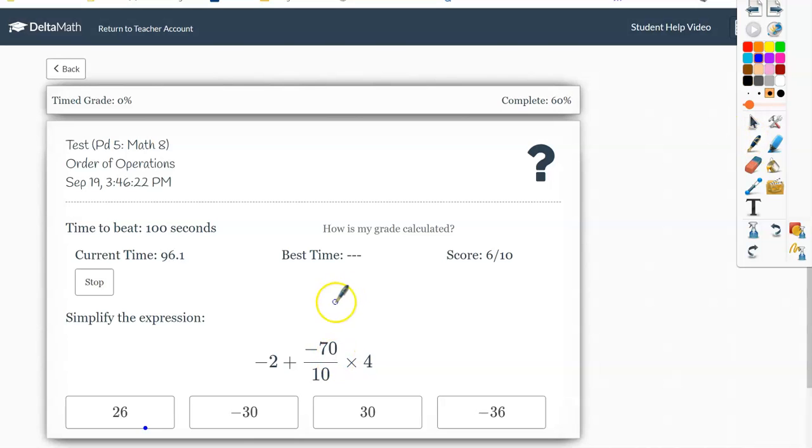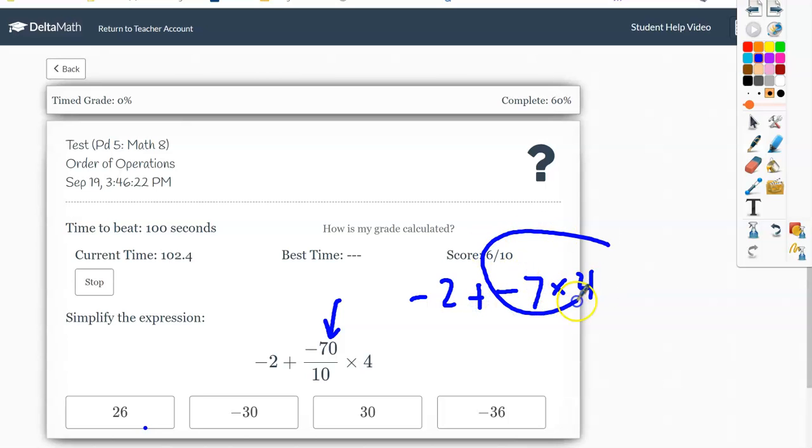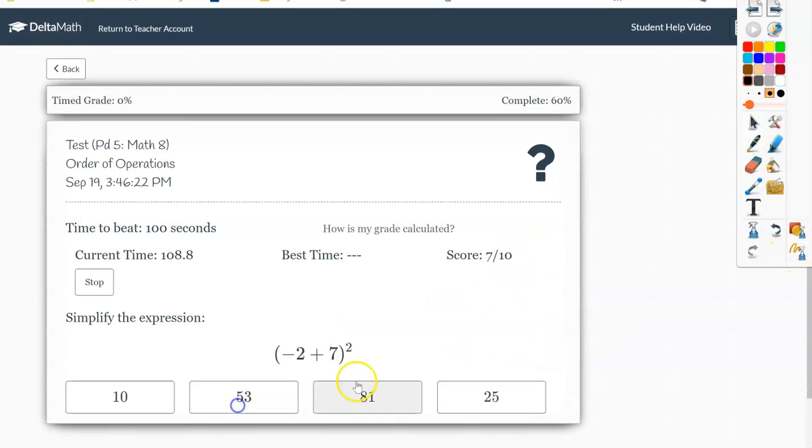I'll do this one in the middle here. Get my fractions done. So -2 plus -7 times 4. Then I'll do this. -2 minus 28. That's -30. Oh no, I didn't do it. I didn't beat the time. So I need to be a little bit faster next time.